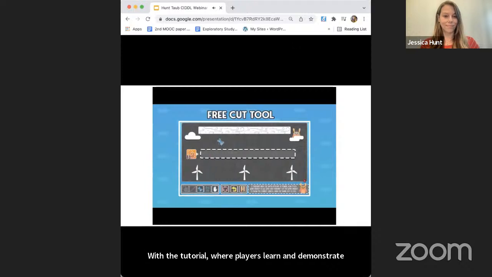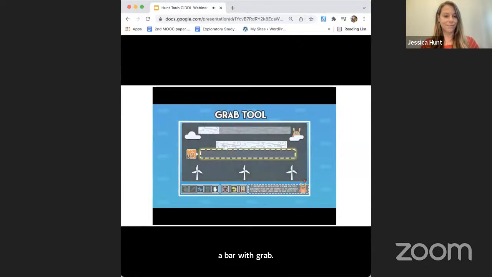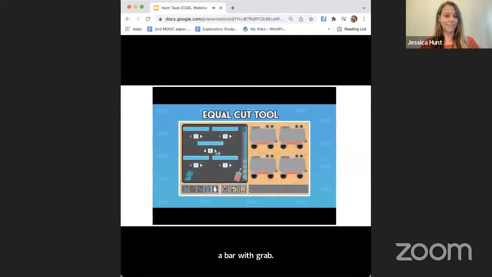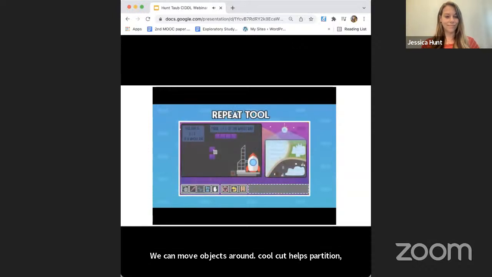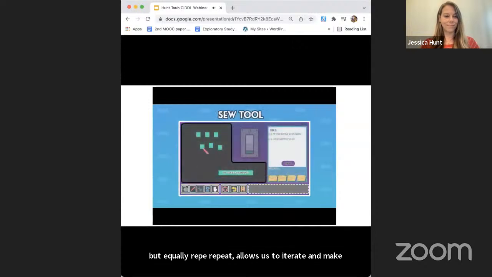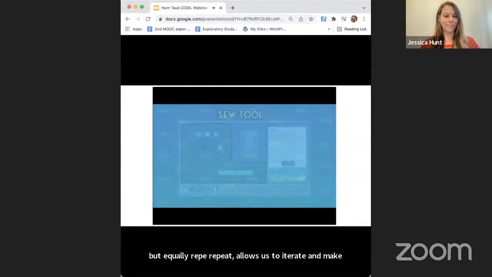The free cut tool allows the players to freely partition a bar. With grab, we can move objects around. Equal cut helps partition, but equally. Repeat allows us to iterate and make a copy of the piece. Sewing allows us to combine 2 pieces together.